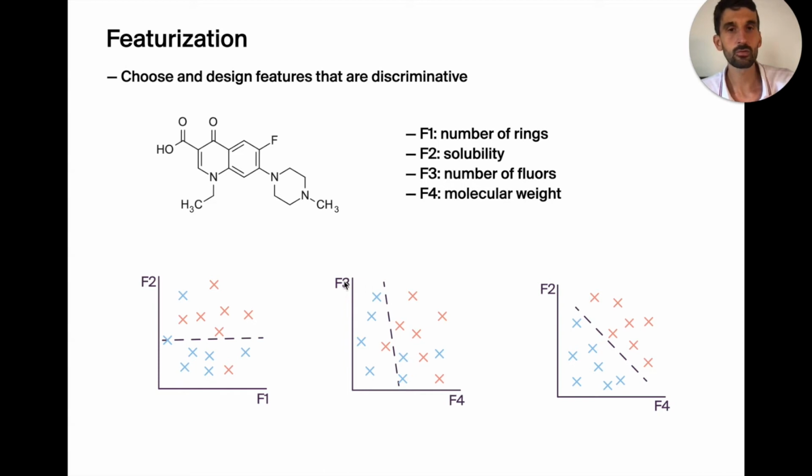If we go to number of fluors and molecular weight, we can see that here the discriminative feature is molecular weight. The heavier the molecules, the more actives we find. The lighter the molecules, the more inactives we find. So if we combine feature 2, which is solubility, with feature 4, which is molecular weight, we can see that more soluble molecules that are heavier tend to be active, and less soluble molecules that are lighter tend to be inactive.